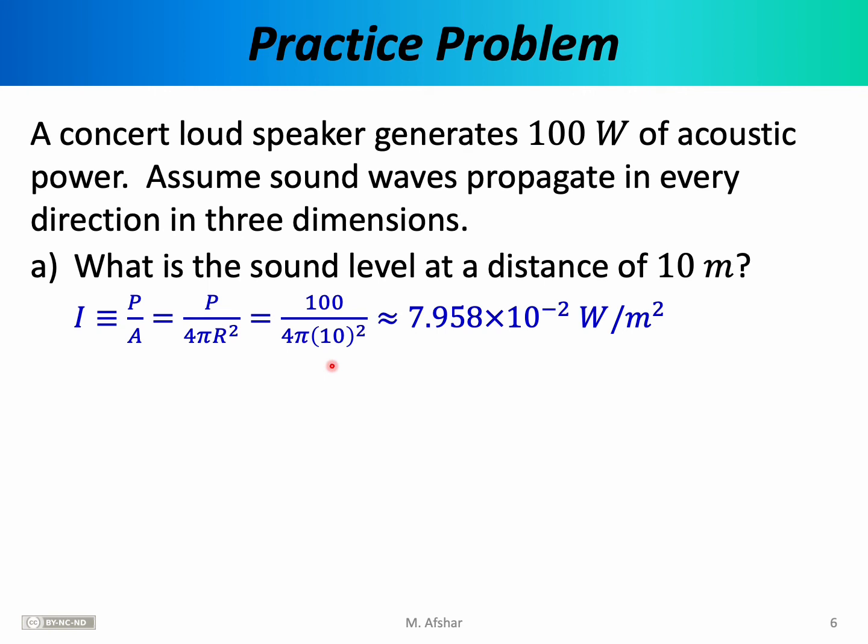When we plug those numbers into our calculator, we find that the intensity is 7.958 times 10 to the minus 2 watts per square meter. So power per unit of area.